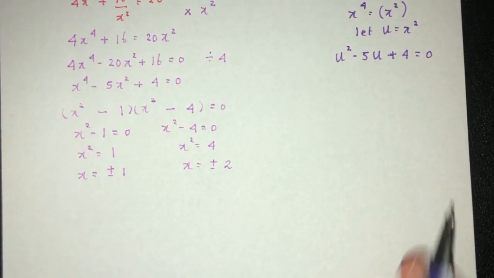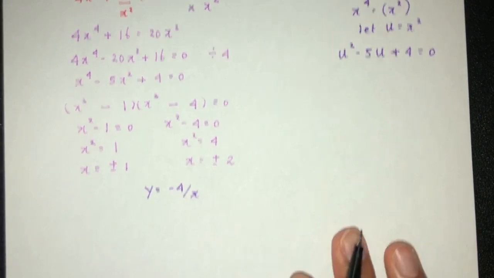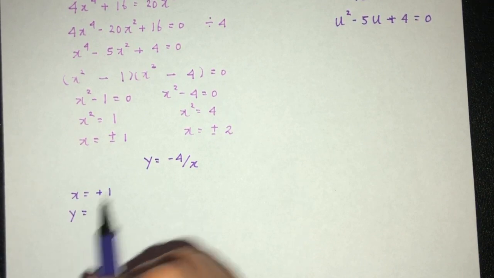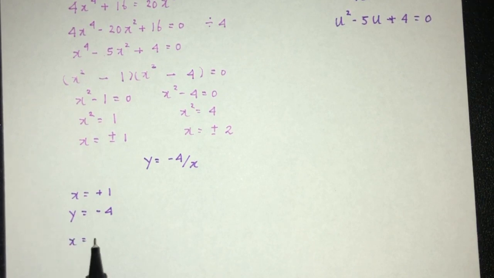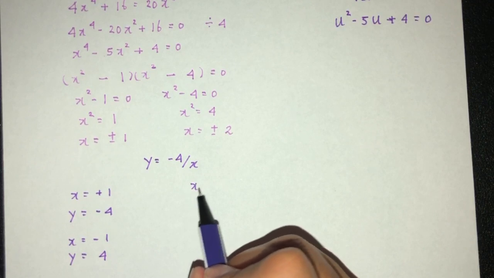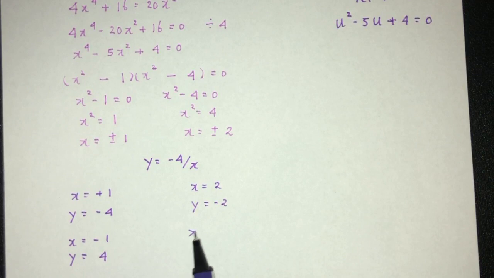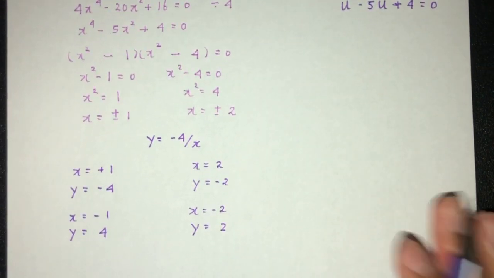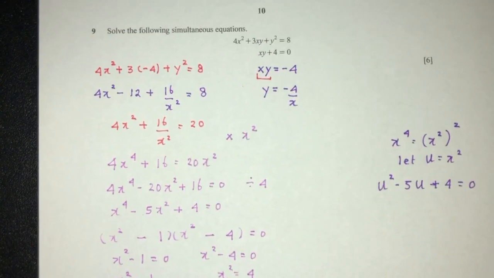Now replace back to your equation. We know y is given to you by minus 4 over x. Now, when x is equal to plus 1, y will be the value of what? Minus 4 divided by plus 1 will be minus 4. When x is minus 1, y will become 4. When x is plus 2, y will be minus 2. When x is minus 2, y will become 2. So these are your answers for this equation. That will be your question number 9.